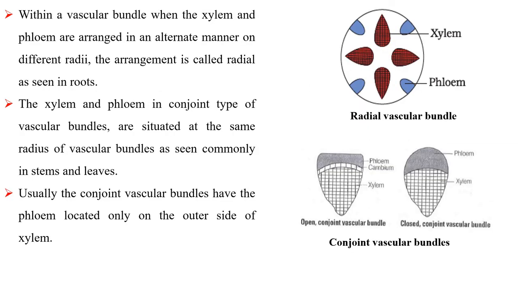Within a vascular bundle, when xylem and phloem are arranged in an alternate manner on different radii, the arrangement is called radial, as seen in roots. The xylem and phloem in conjoint vascular bundles are situated at the same radius, as seen commonly in stems and leaves. Usually, conjoint vascular bundles have the phloem located only on the outer side of the xylem.